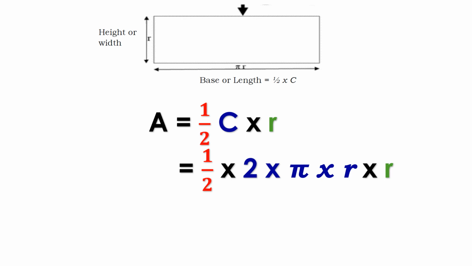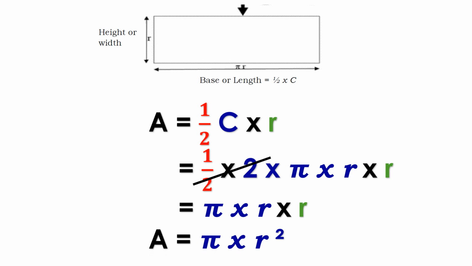So by doing this, we have to leave out 1/2 times 2. 1/2 times 2 is equal to 1, because by putting a denominator in the 2, it will become 2 over 2 times 1, which is equal to 1. So what remains here is pi times r times r. By simplifying that, we have A is equal to pi times r squared. So, that is the formula in finding the area of a circle. A is equal to pi times r squared.